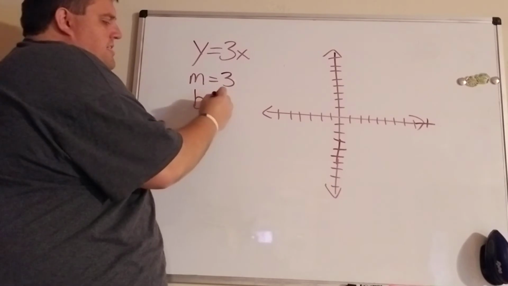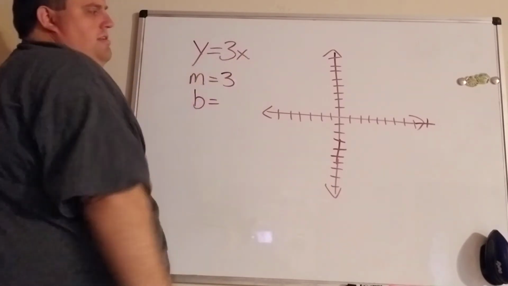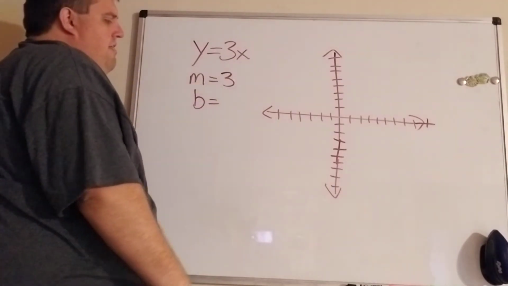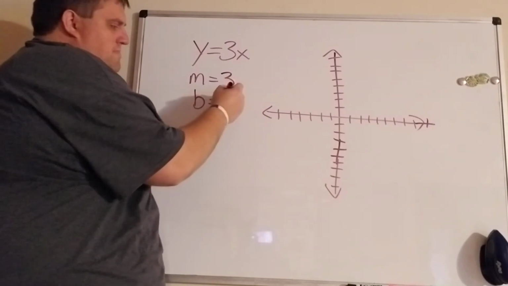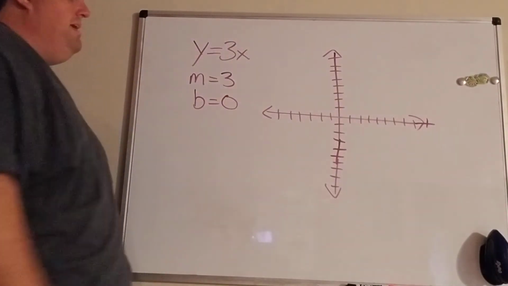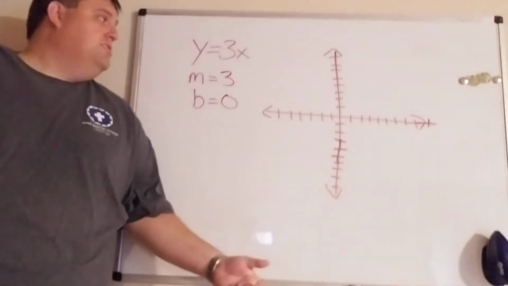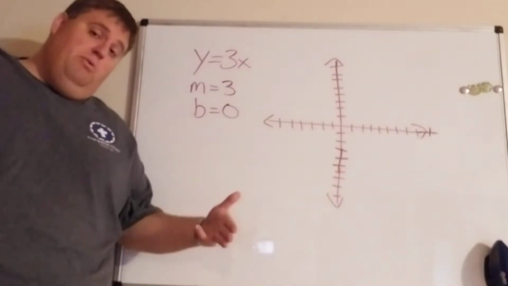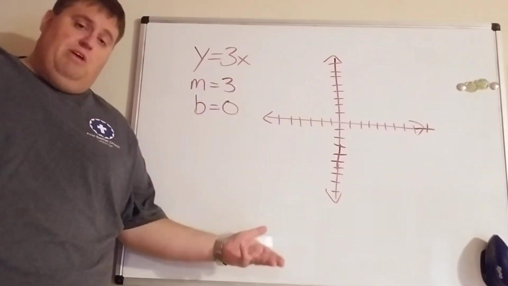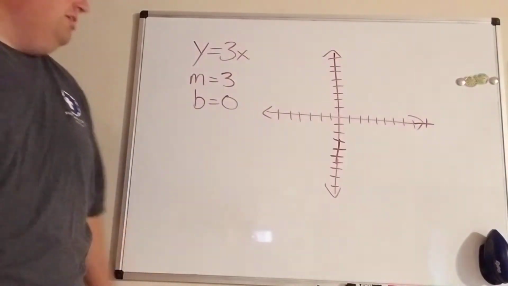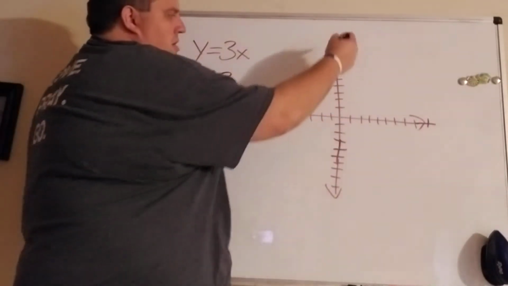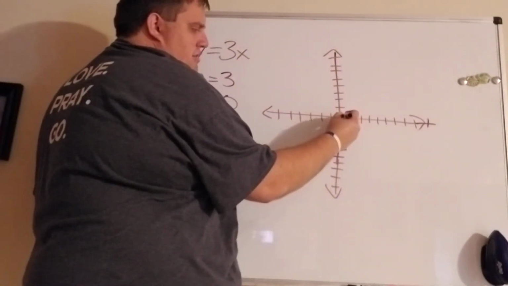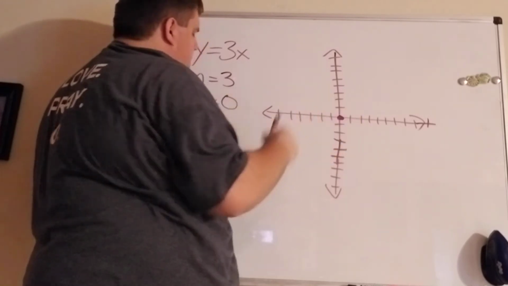My y-intercept here, there is no y-intercept. That's kind of weird. That means that my y-intercept must be 0. Because, think of it this way, I could rewrite this as y = 3x + 0. We just never would need to write plus 0, right? So this one, we're going to start at (0, 0), right at the origin.